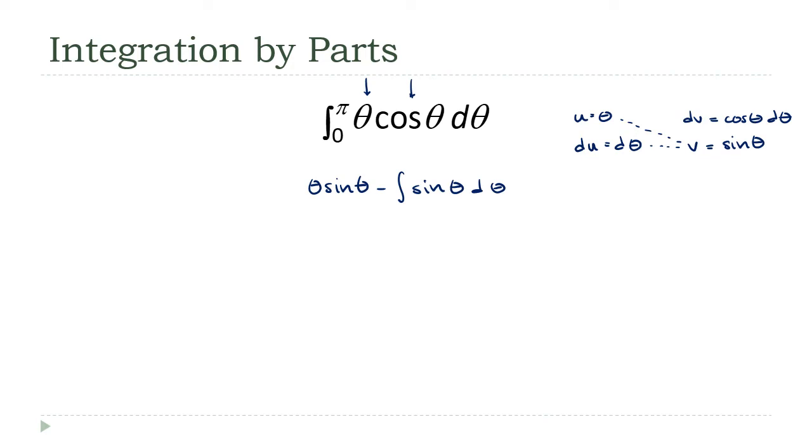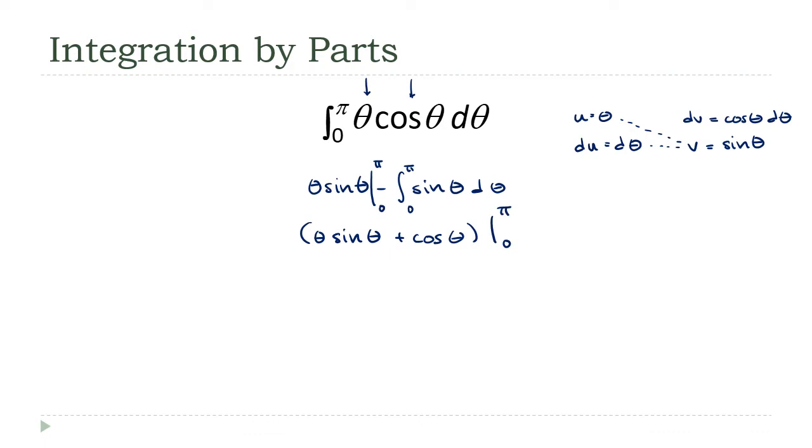Now, if we're thinking about the bounds, this is from 0 to pi, and this is from 0 to pi. Right now, I'm actually not going to try to evaluate that part. I'm just going to leave that part like it is. This is theta sine theta. I'm going to do the integral. The integral of sine theta is negative cosine theta. So I've got this minus sign out in front, so this is going to become plus cosine theta. And then I'm just going to do the whole thing from 0 to pi.